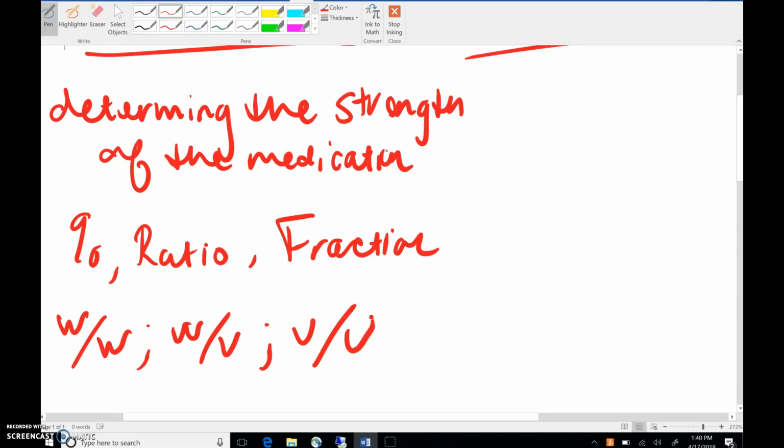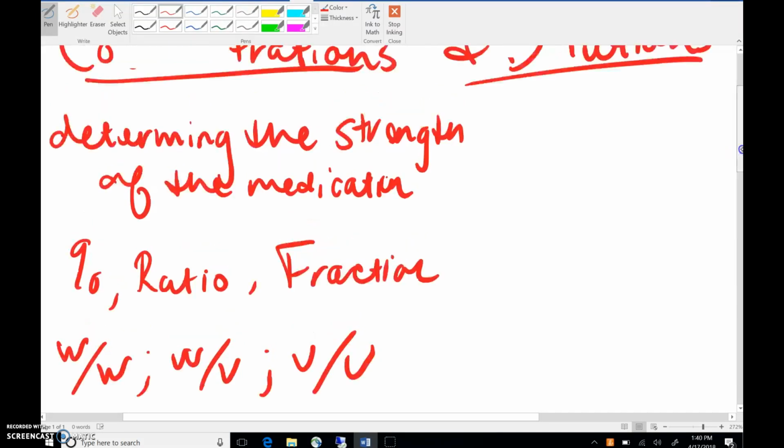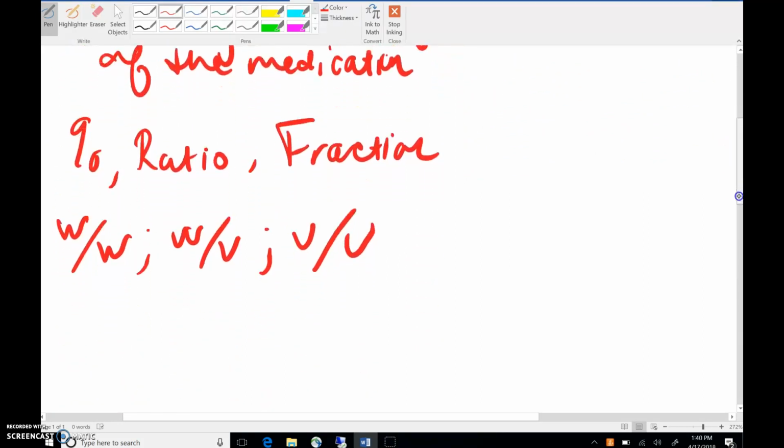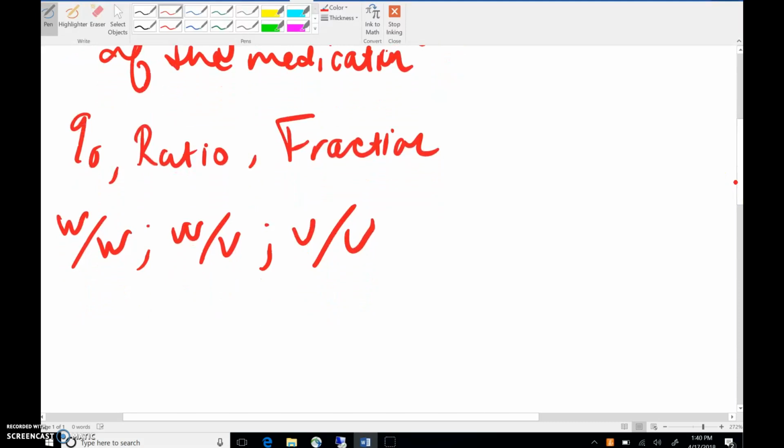All right, that's basically what we're doing when it comes to concentrations. You're determining the strength of the medication. You're going to give that strength most likely in a percentage, but if it comes in a ratio, then you know it's a concentration. If it comes in a fraction, you know it's a concentration. You also know that the 3 types of concentrations are weight to weight, weight to volume, and volume to volume. For each of those, there are particular units. Weight to weight is what? Grams per grams. Weight to volume is grams per milliliter, and volume to volume is milliliter per milliliter.